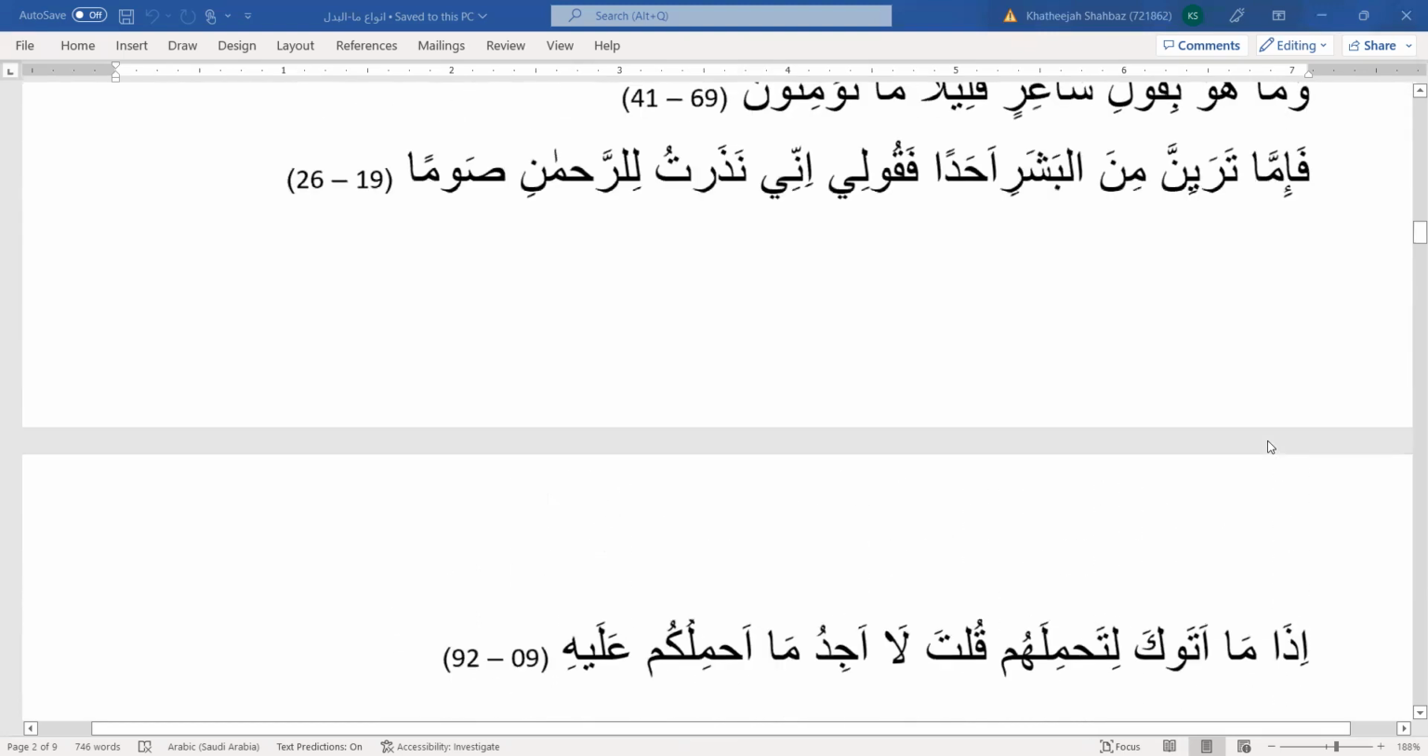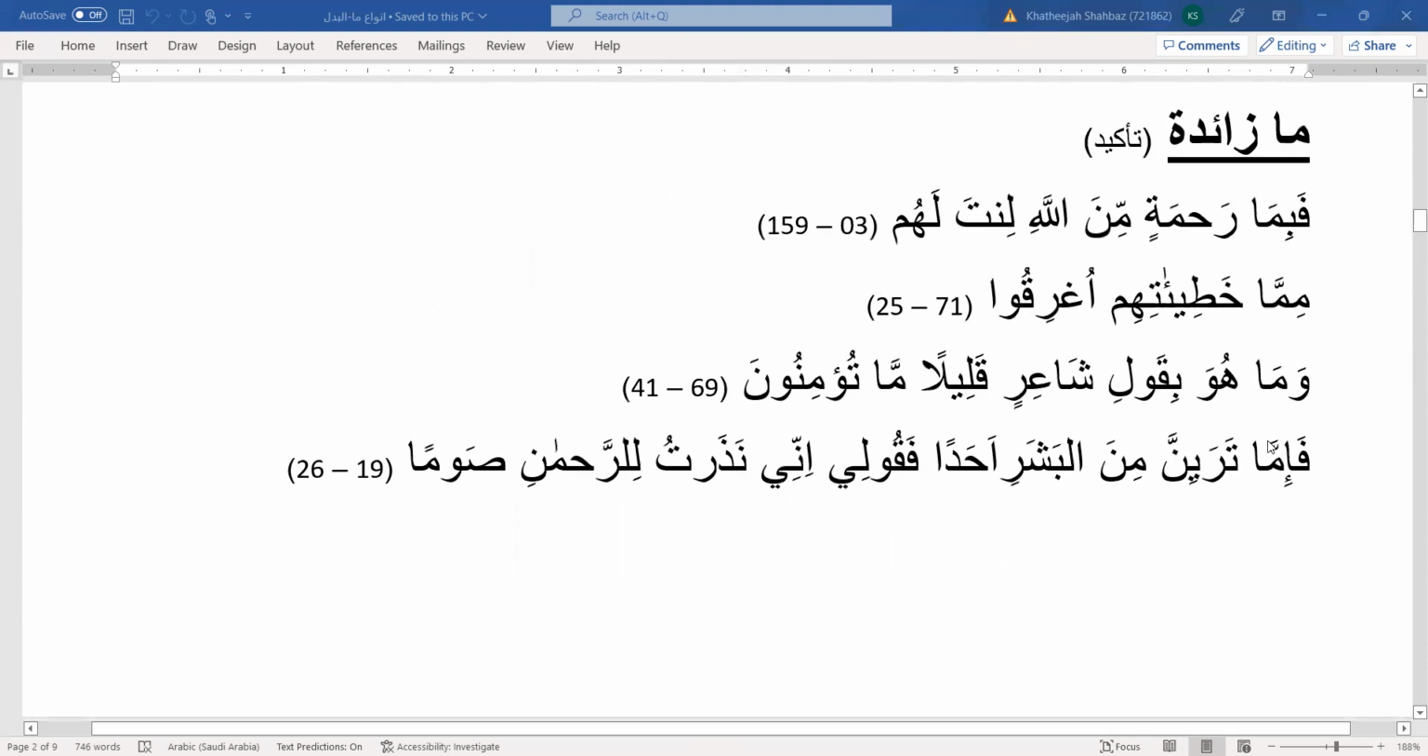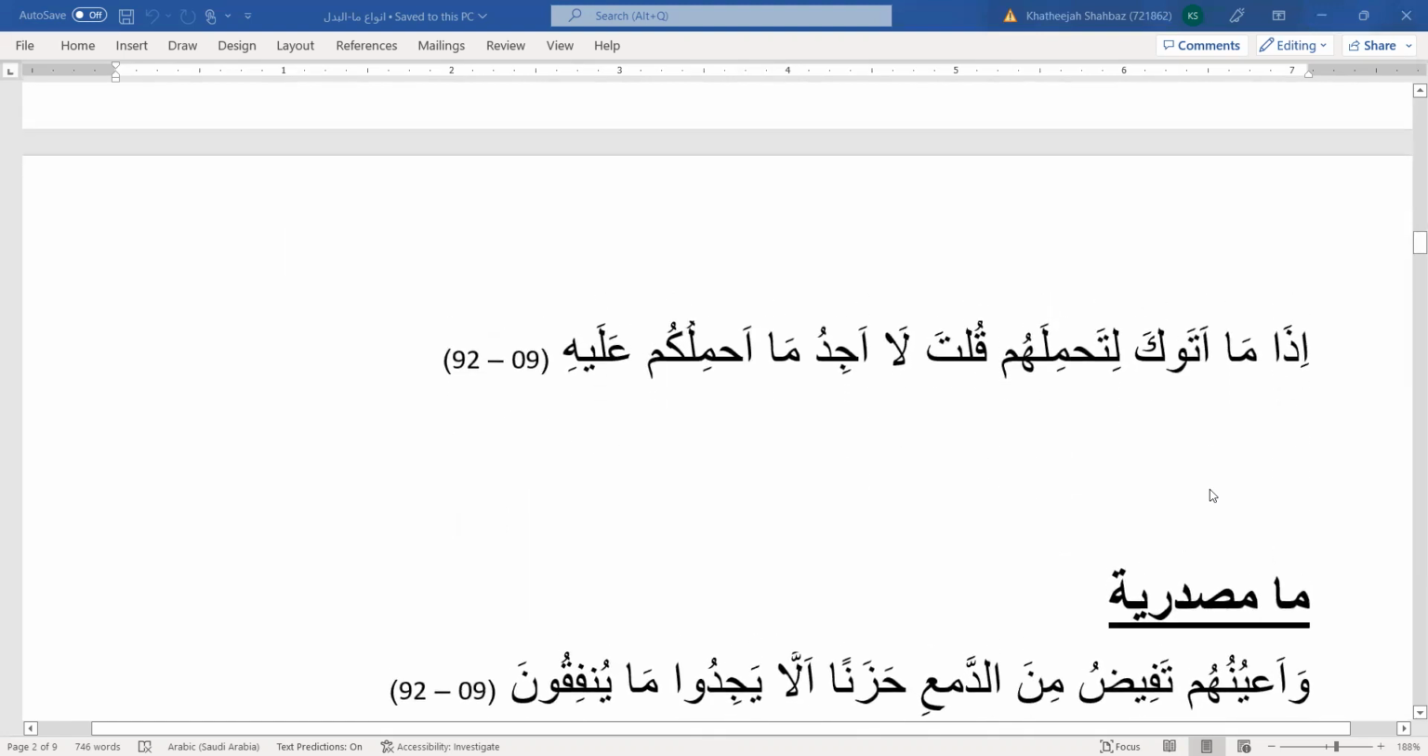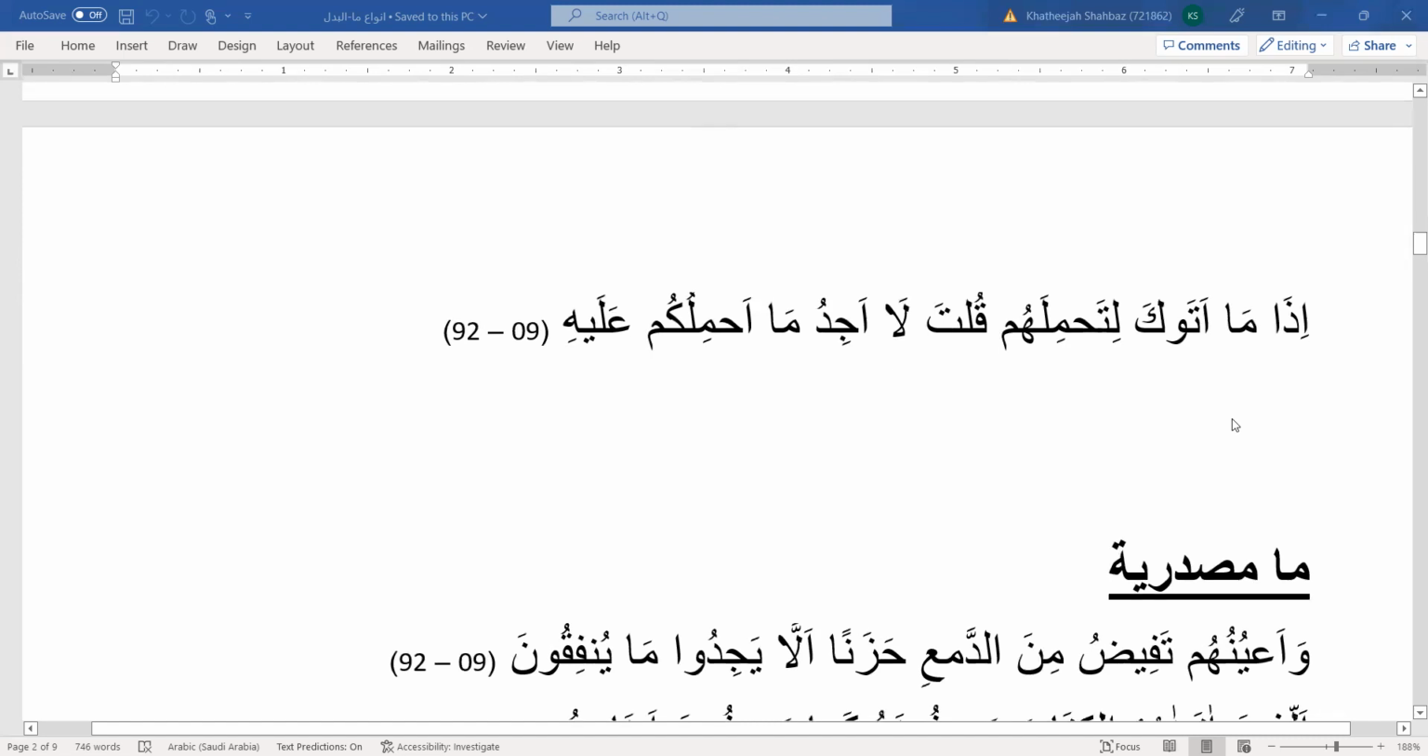I think this is pretty good. So these 4 examples are telling us, we don't need to go through the next example. This gives us the understanding of what ma zaida is. Or maybe we should, because it is a different kind. No, I think I should go through this.